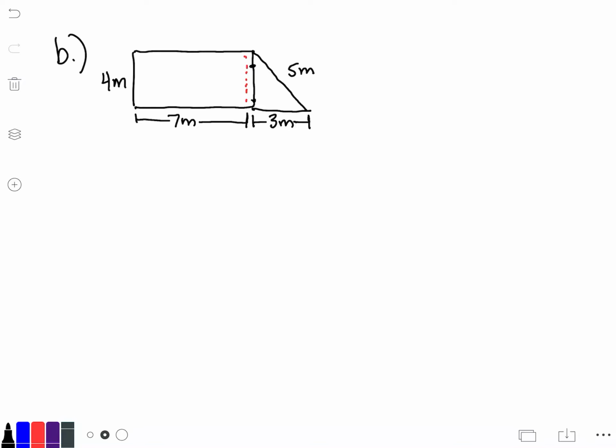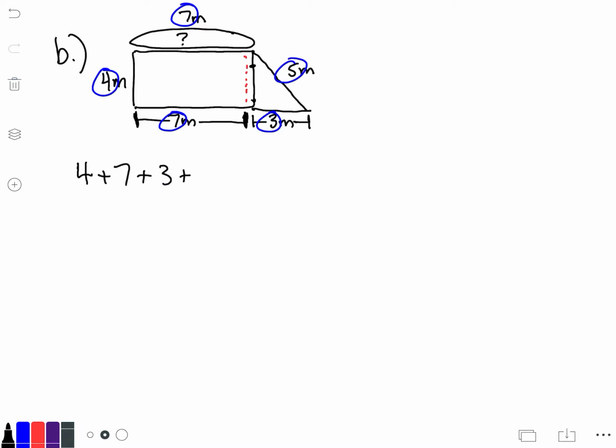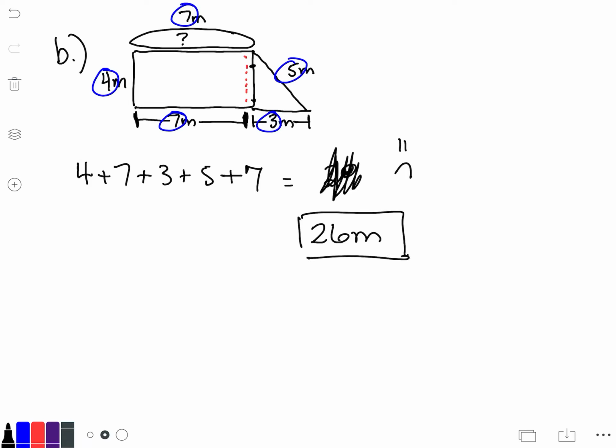Now again, be careful because there's absolutely nothing over here, which means it's a missing side length. So if you had 7 down here, this would also be 7 meters up at the top. So the numbers that we need to add are 4, 7, 3, 5, and 7. 4 plus 7 plus 3 plus 5 plus 7. And when you add all of those together, you should get 26 meters. Okay, there we go, done.